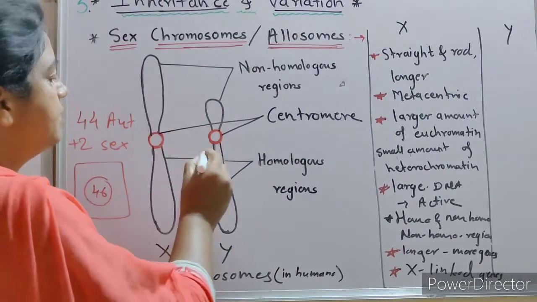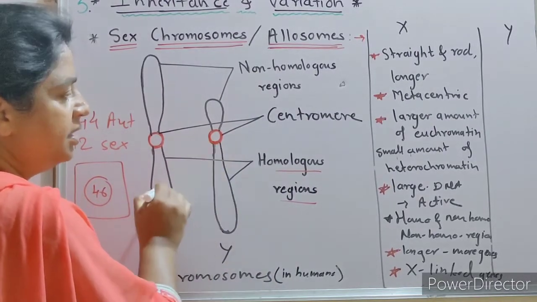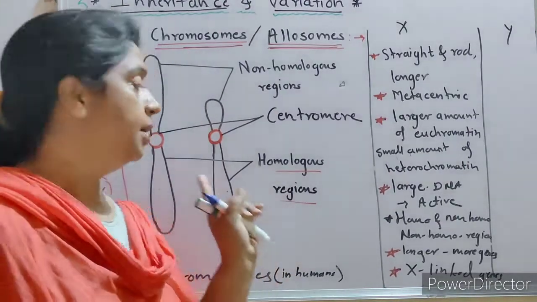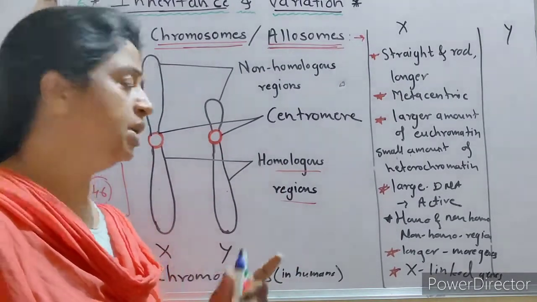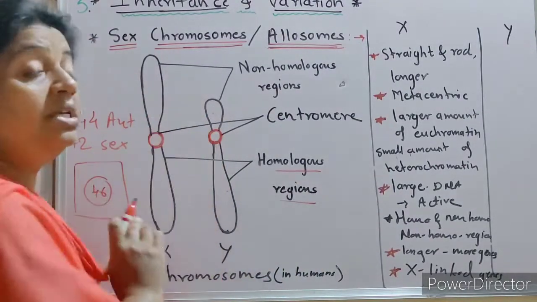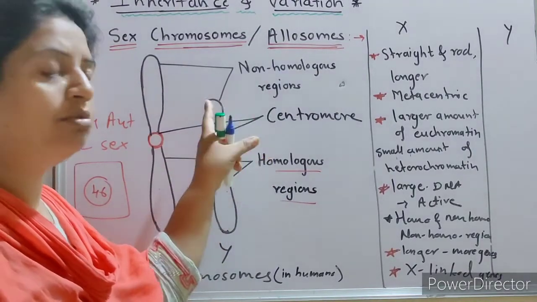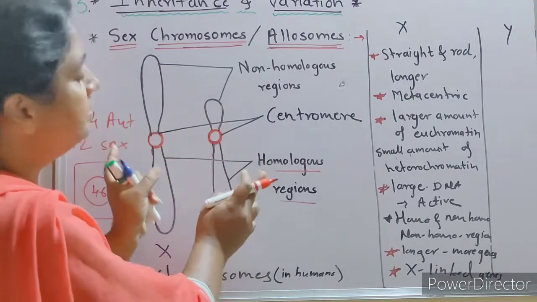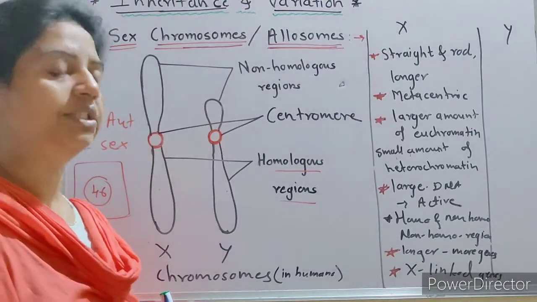It shows two regions. These are the homologous regions, the below region. Why called homologous? Homo means similar. These two regions have similar genes, similar location, similar function, so they are called homologous regions. And these two regions have dissimilar genes. The X chromosome has genes which are not present in the Y chromosome, and the Y chromosome has genes which are not present in the X chromosome. These are dissimilar genes, so they are called non-homologous regions.